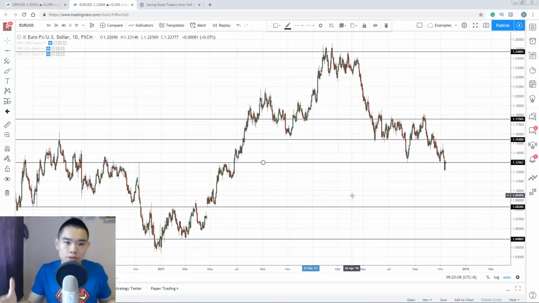There's no need to second guess, because if it's there, it's there. If it's not there, don't waste your time. So I've done the second part, draw the most obvious levels. And the third thing is to adjust your levels to get the most number of touches.